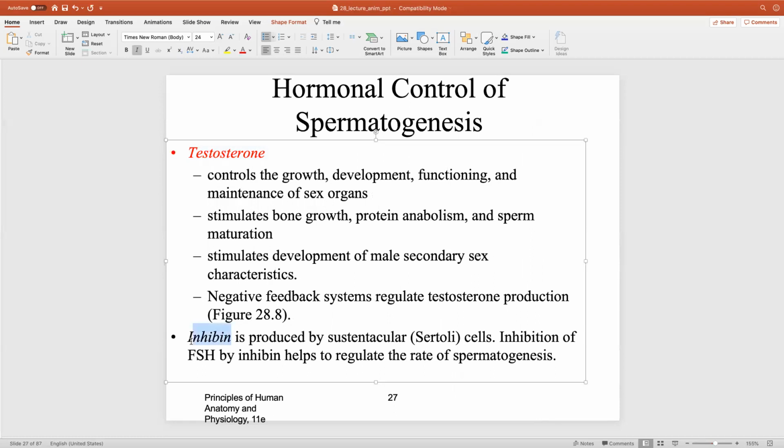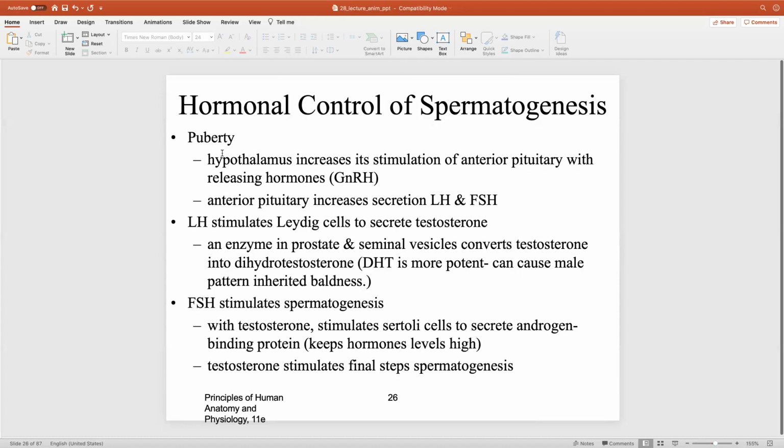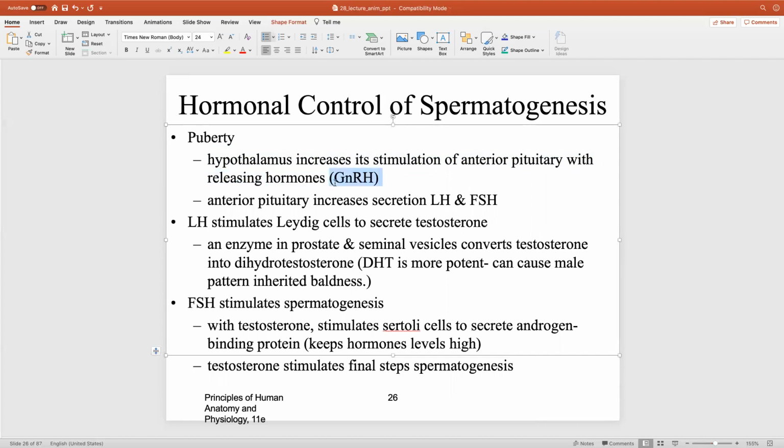Know what these hormones do. Know how they inhibit each other and how they activate each other, all right? So GnRH, LH, FSH. I want you to be able to know these really well, so then it should make sense what they do in males and later on in females.